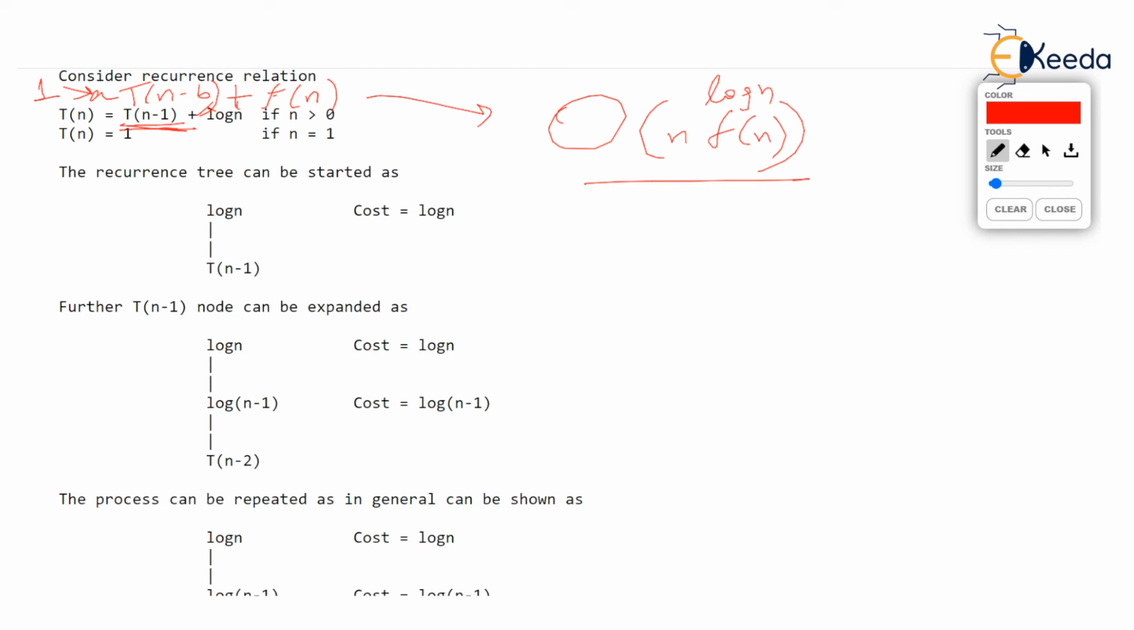I hope you are getting used to the tree method. Don't worry, we will see some more examples using the tree method, but I repeat, the tree method is nothing but the substitution method shown in some other form.